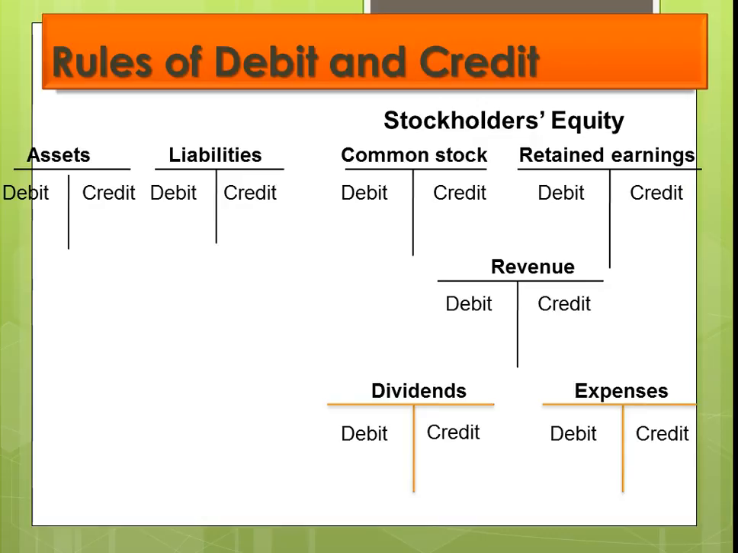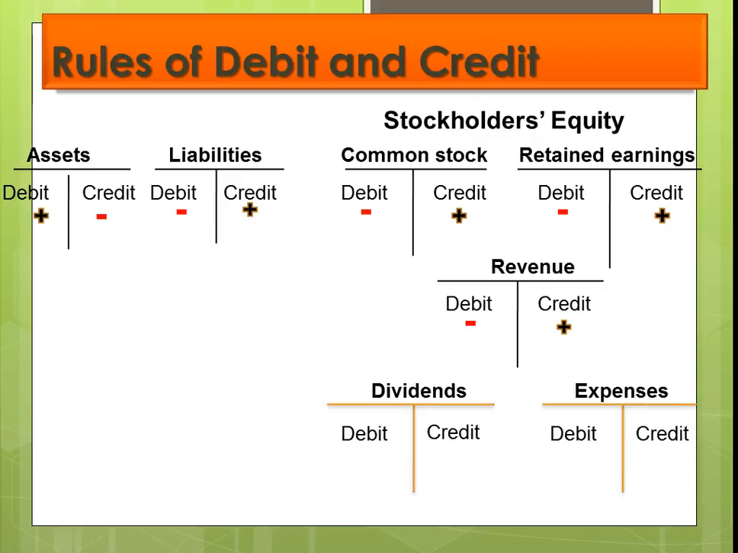So now let's go through the rules of debit and credit. An asset, we increase with a debit, we decrease with a credit. Liability accounts, we increase with a credit, we decrease with a debit. Stockholders' equity. If we increase stockholders' equity, we're going to increase common stock with a credit and decrease with a debit. Retained earnings, we're going to increase with a credit, and decrease with a debit. And revenue, we're going to increase with a credit and decrease with a debit.